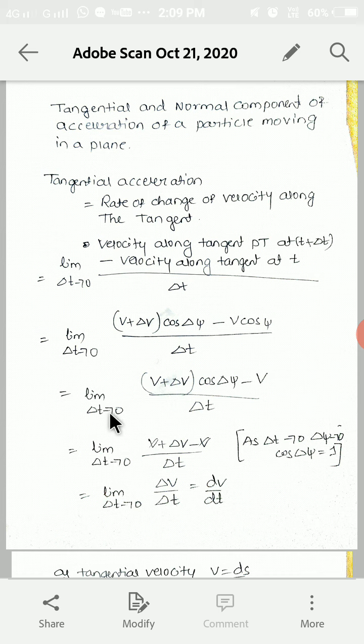Now as delta t tends to 0, delta psi tends to 0, so cos delta psi is 1, so it becomes v plus delta v. The v minus v cancels, leaving delta v by delta t, limit as delta t tends to 0, which is the same as dv by dt. Therefore, tangential acceleration is equal to dv by dt.